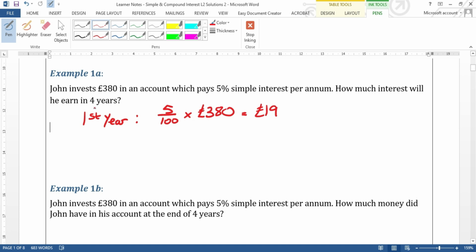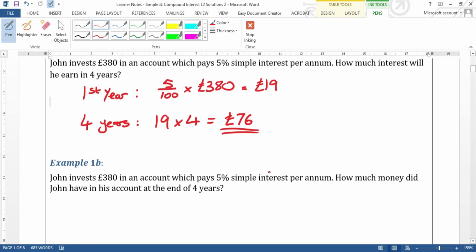And because he earns this per year, they're asking how much interest will he earn in 4 years. So in 4 years, if you just multiply that by 4, because it doesn't change, so 19 times by 4 gives you £76 for your answer, and that's how much interest he earns after 4 years.